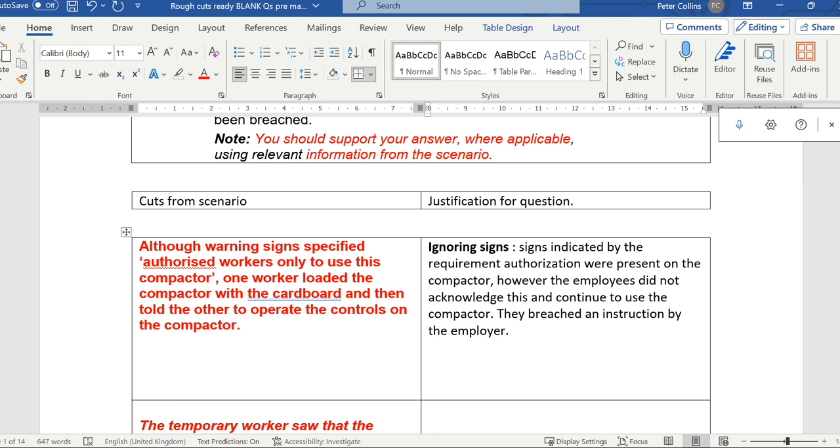So we're present on the compactor. However, the employees did not acknowledge this and continued to use the compactor. They breached an instruction by the employer. And again, we could say this is again, hence breaching section 7B duty. There you go, and that's my answer ready to go now. And that will just be cut and put into the template.